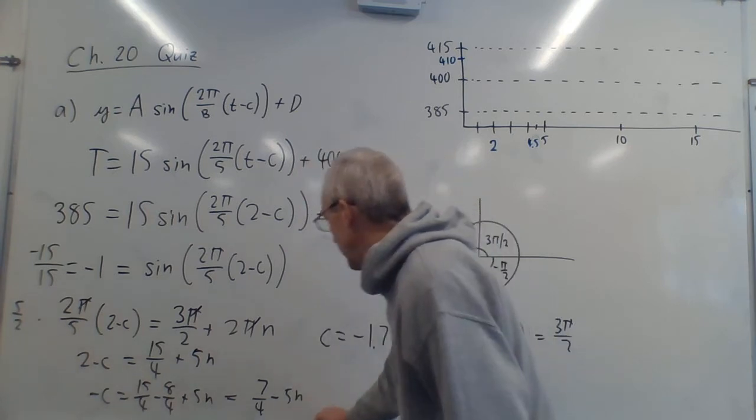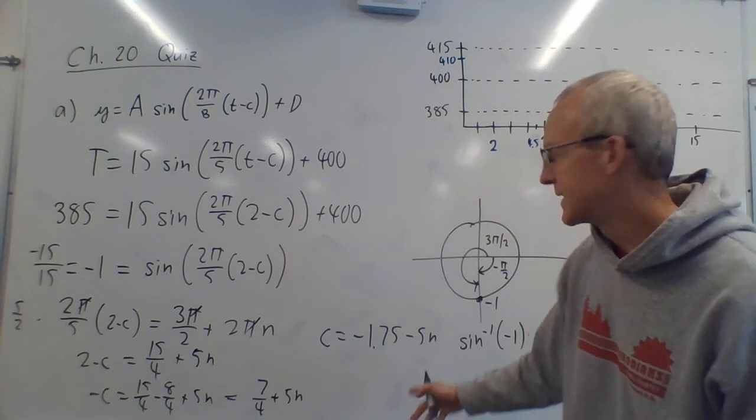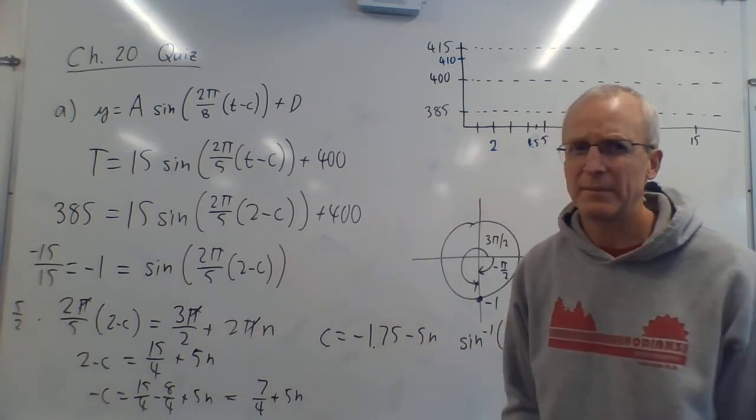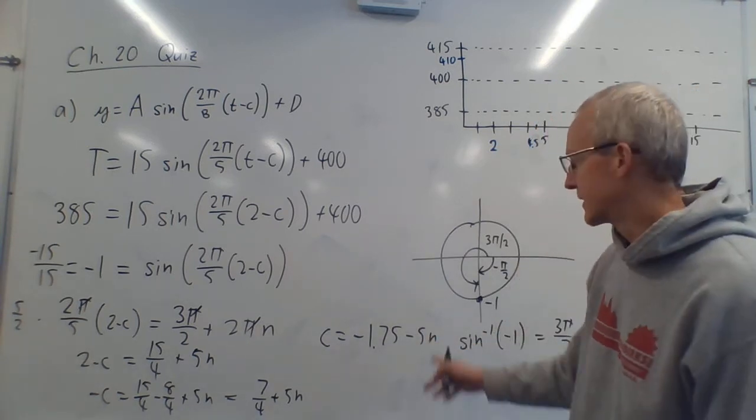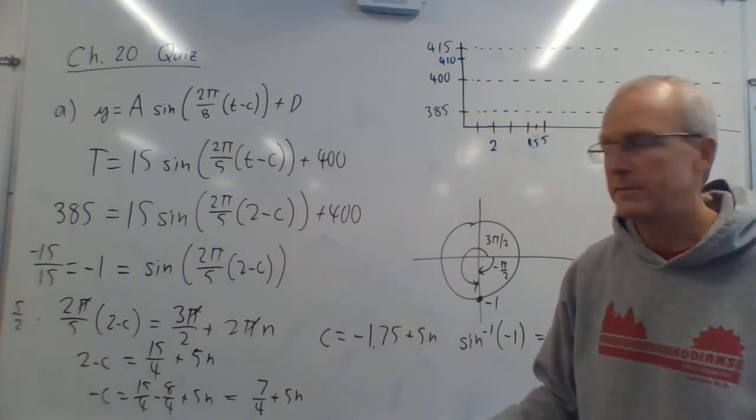Sorry. Yeah, I did that right. Never mind. Minus 5n, but n can be positive or negative. So saying minus 5n is exactly the same thing as saying plus 5n, because n can be positive or negative. So I'm just going to leave it as plus because it just looks nicer, because it doesn't matter.